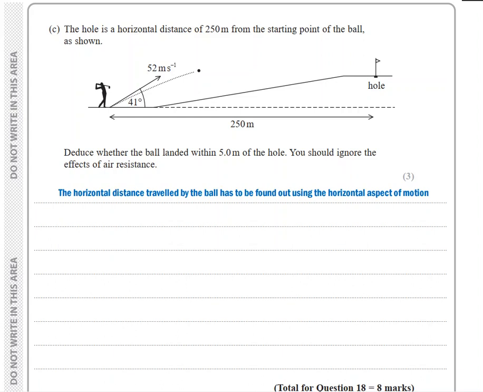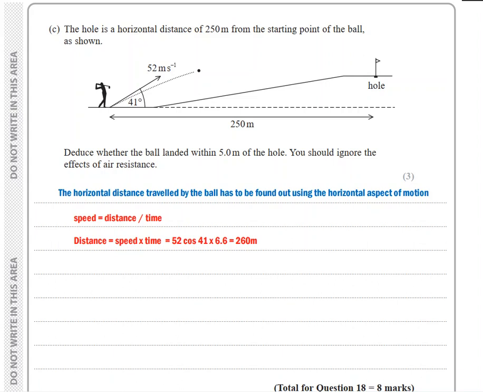And you know what? In projectile motion, there is only one equation you get to use for the horizontal aspect of the motion. That is speed equals distance by time. So put in the values. Of course, if you make distance the subject, distance equals speed into time. So speed has to be considered from the horizontal aspect, 52 cos 41 into 6.6.